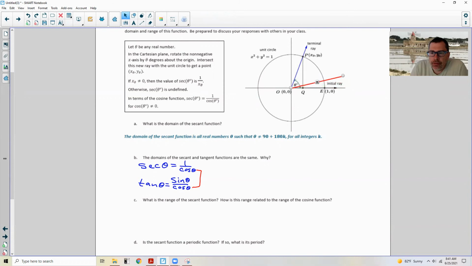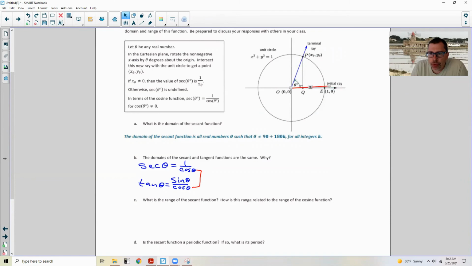We're rotating around like so. So x sub theta comma y sub theta. So if I had 45 degrees, we're spinning around, we can rotate around this circle infinite times.